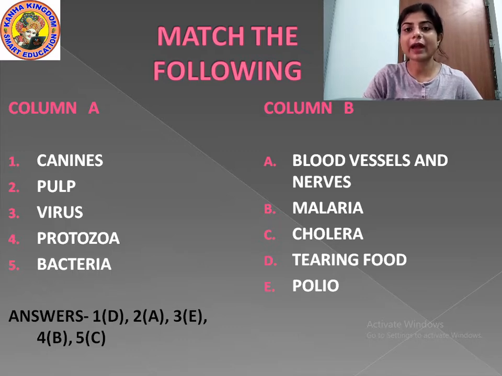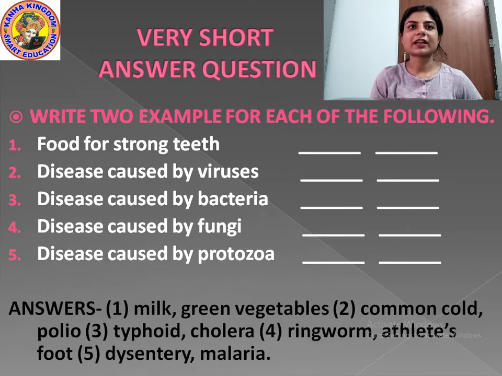Okay, our next question is very short answer questions. Write 2 examples for each of the following. Okay, you have to write 2 examples for each of the following. Question number 1, that is food for strong teeth. Food for strong teeth. That is milk and green vegetables. M-I-L-K, milk. G-R-E-E-N V-E-G-E-T-A-B-L-E-S, green vegetables.